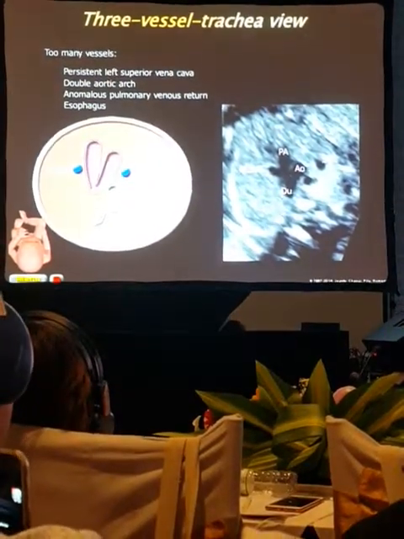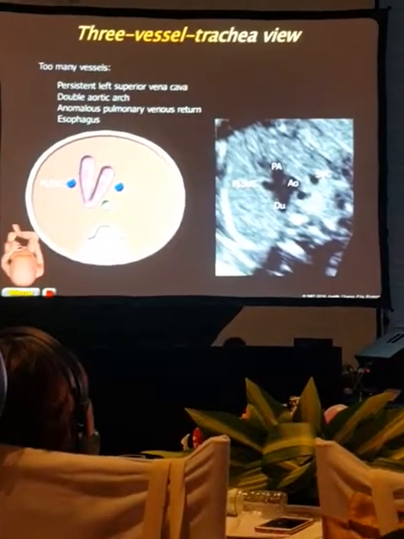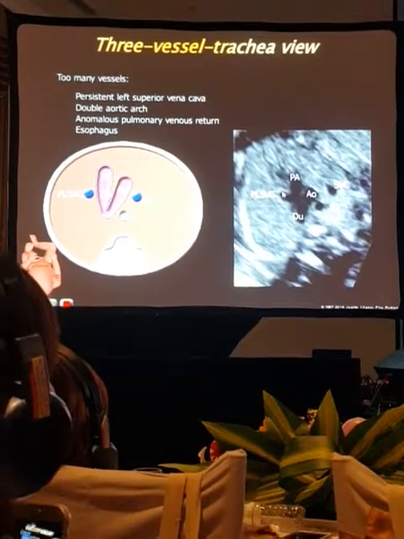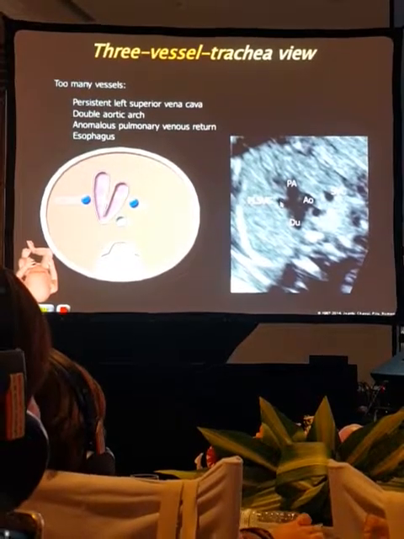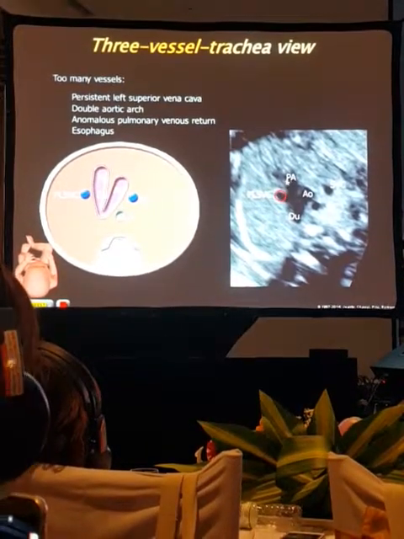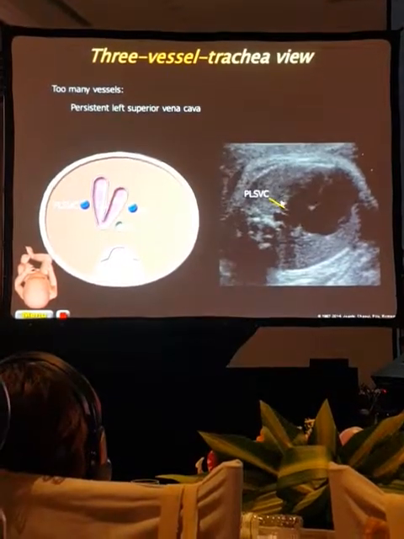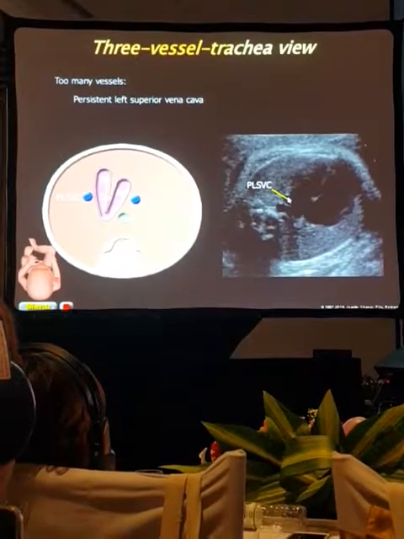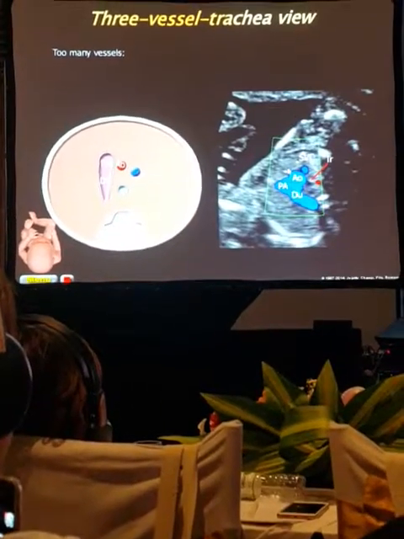Now here we have a three-vessel view that has four vessels. On the left side of the pulmonary, we see another vessel, which is the persistent left superior cava. When you see that, you have to see where it drains and look at the coronary sinus to see the size of the coronary sinus. And here you can see the persistent left superior cava behind the left atrium.